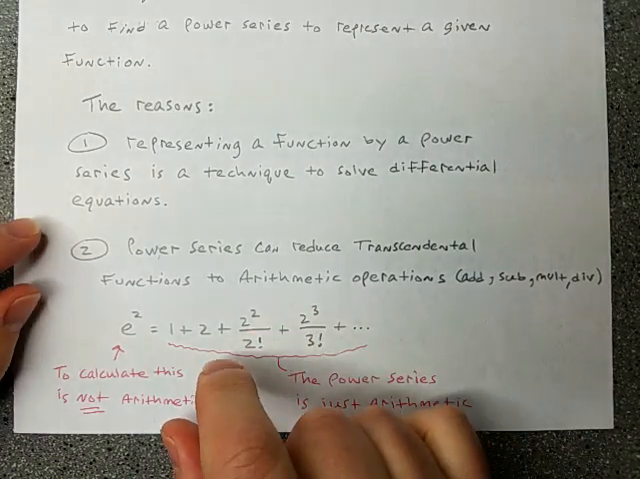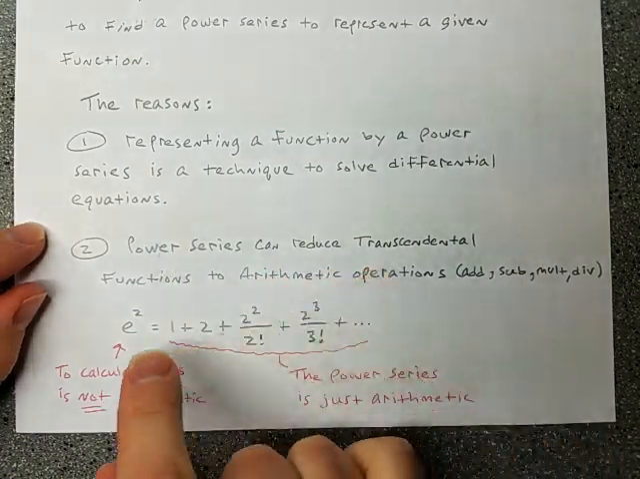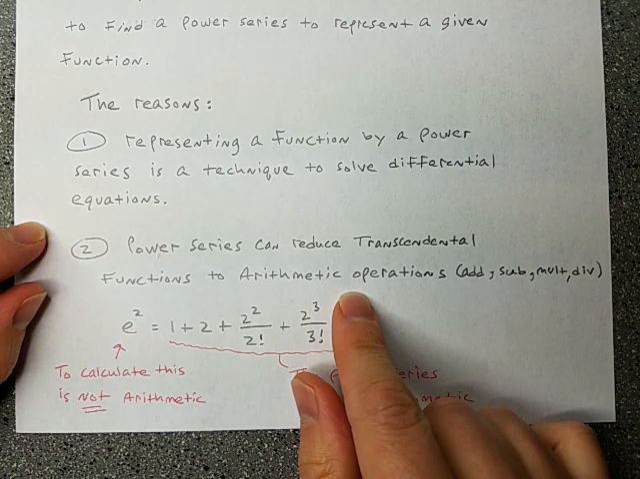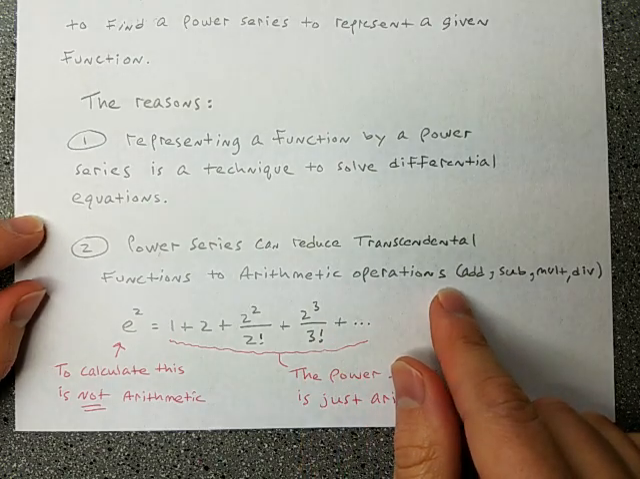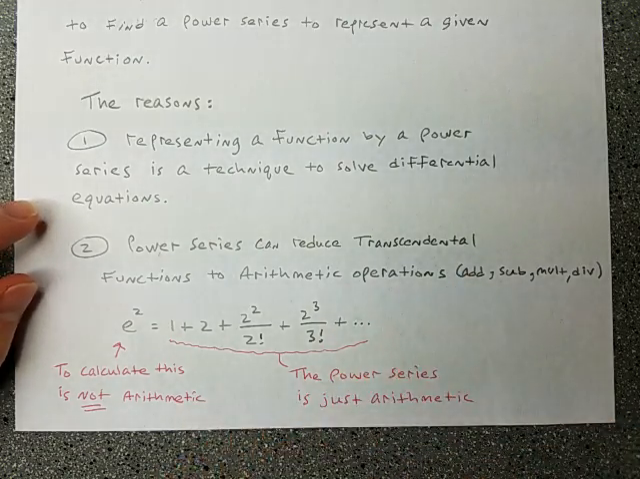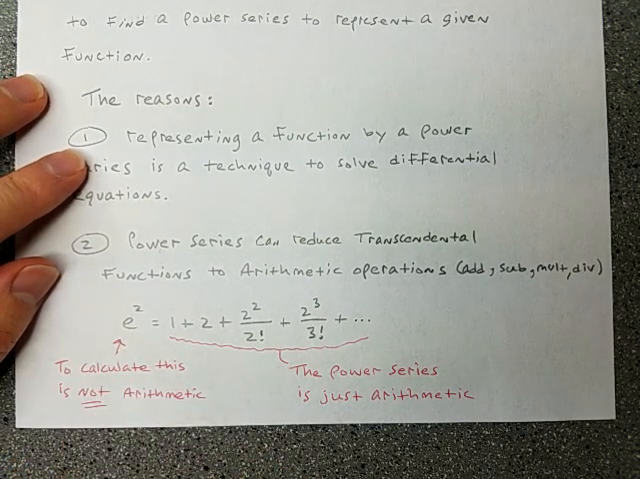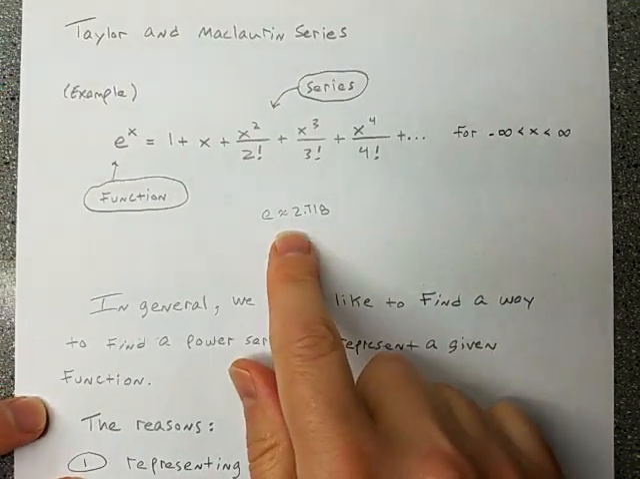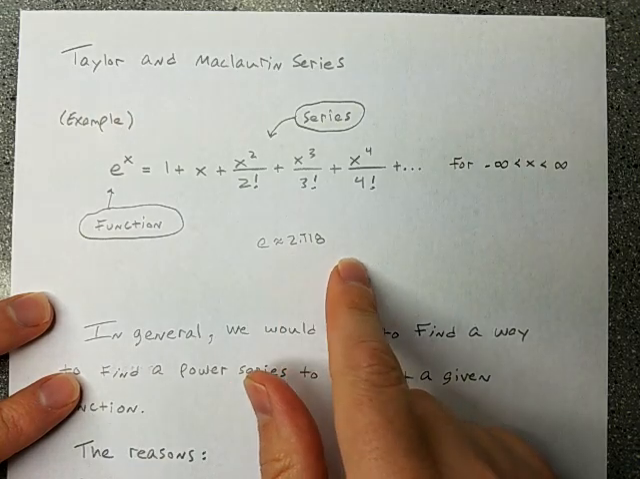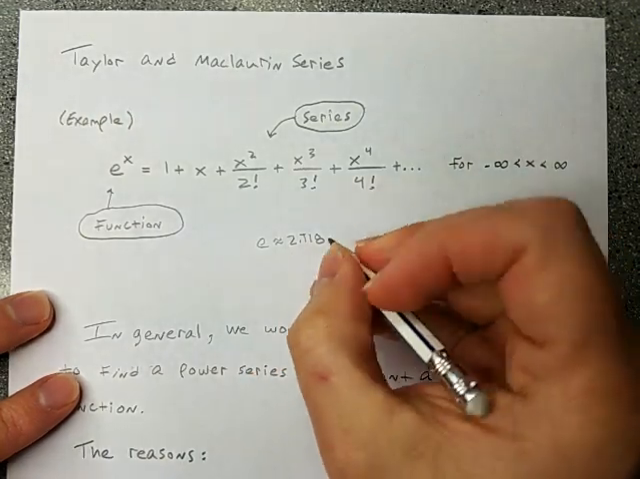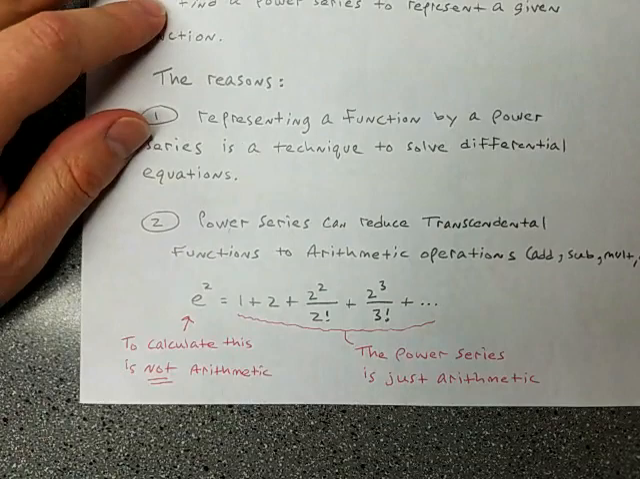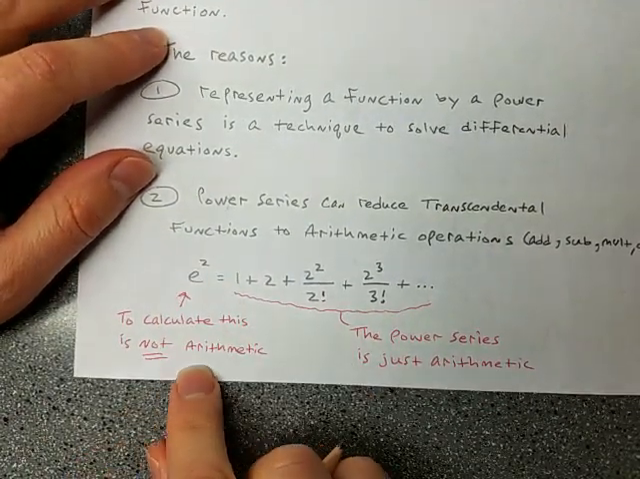Another thing about it is a power series can reduce a transcendental function to arithmetic operations. I want you to think about this and have it sink in. To calculate this is not arithmetic. To take e to some power is not arithmetic. e is an irrational number, 2.718, it goes on and on and on. To take that number and square it is not arithmetic.